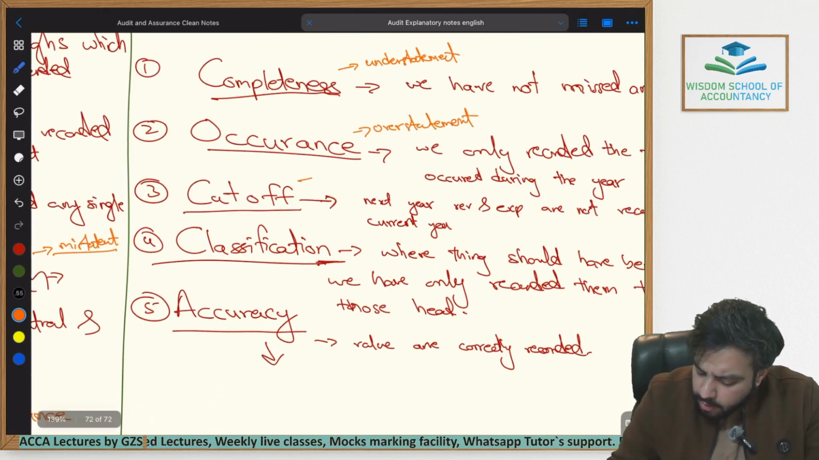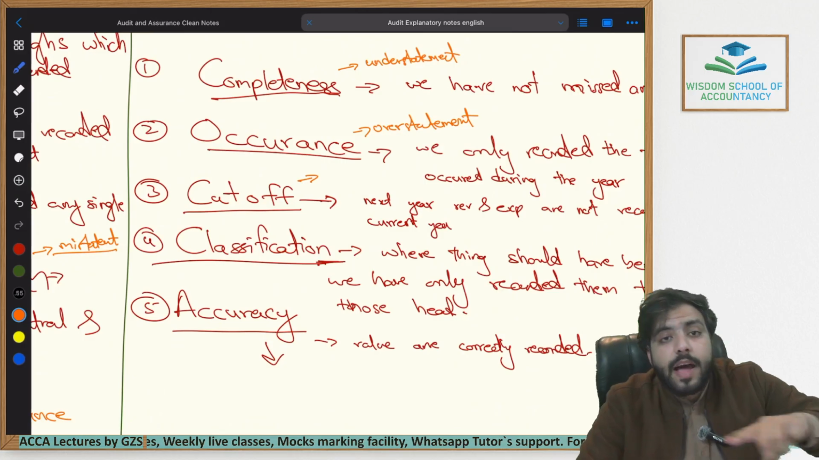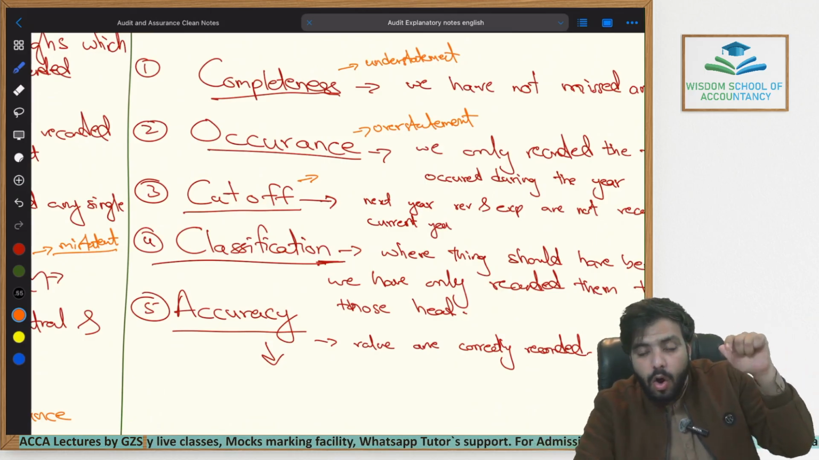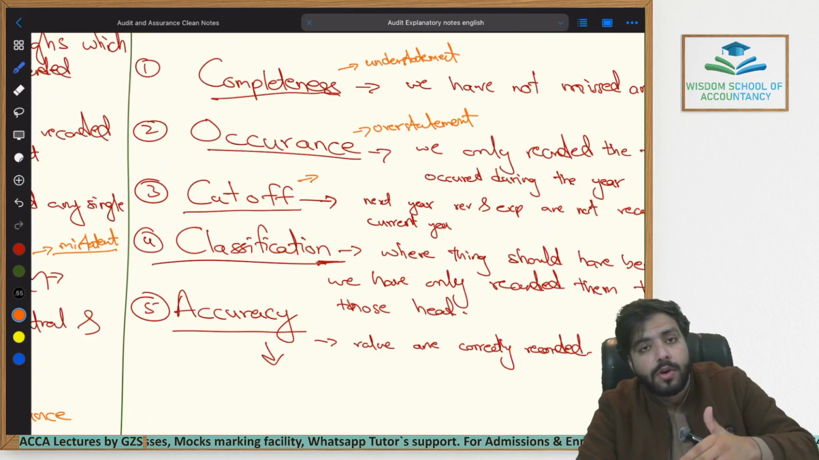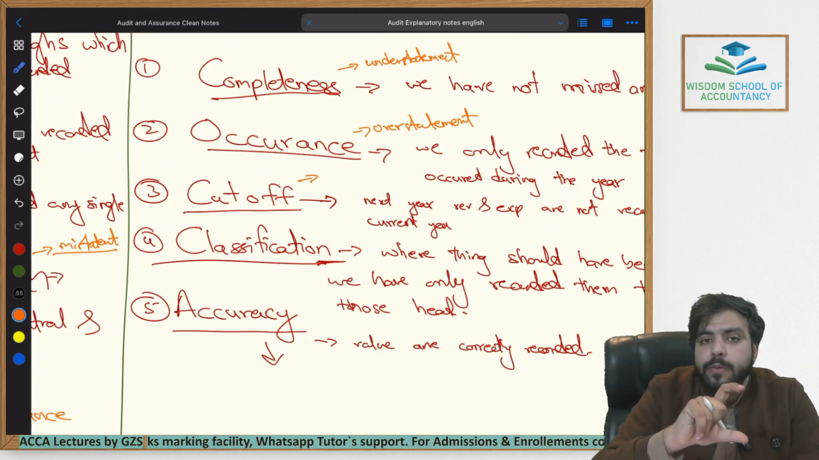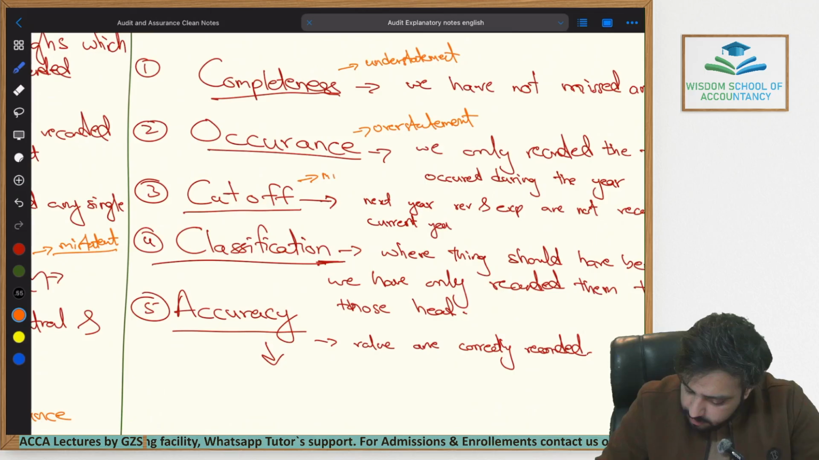Cut off. Cut off basically means that whatever happened in the next year has been recorded within the next year. It has not been recorded within the current year. Only the things that happened up till the year end date, only those have been recorded. We have not recorded anything extra from the next year. So this cannot be linked with understatement or overstatement. This is linked with misstatement.